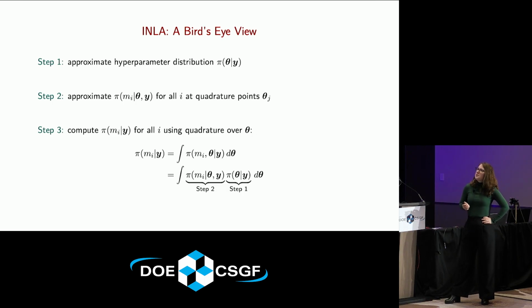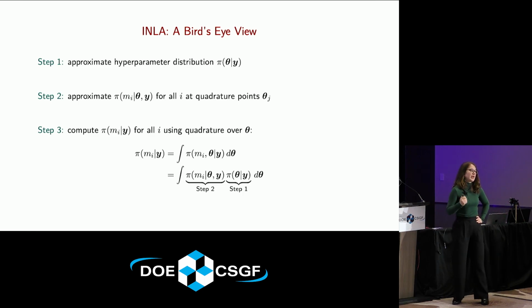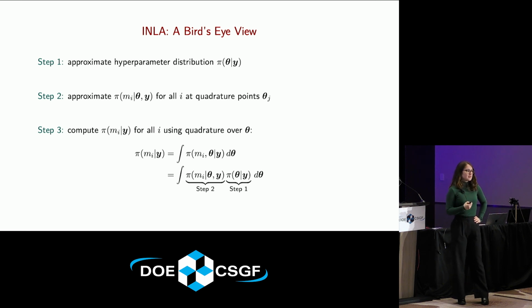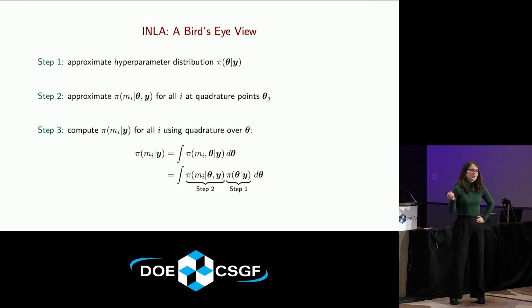Then finally, I'm going to compute the distribution that I care about, this distribution of mi given y, for any i that I'm interested in using quadrature. So the distribution of mi is this joint of mi and theta, integrated in theta. And I can take that integrand and just use basic conditional probability rules to split it up into this conditional probability and this marginal probability that are exactly what I got from step 1 and step 2. So I just plug these values in from above, and then I get an integral over theta. And again, I made this assumption that theta is low dimensional. So this is an integral that I can actually just do with quadrature.